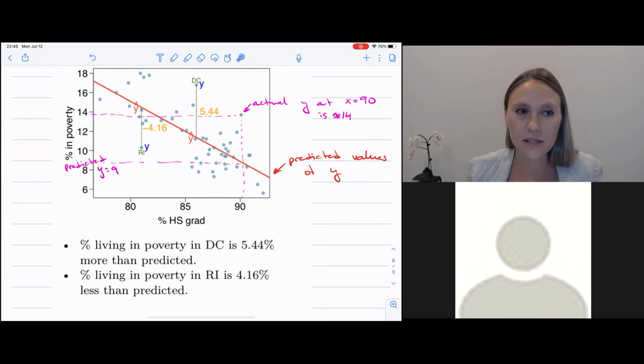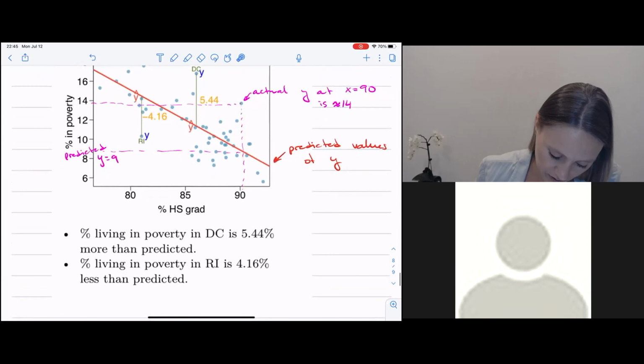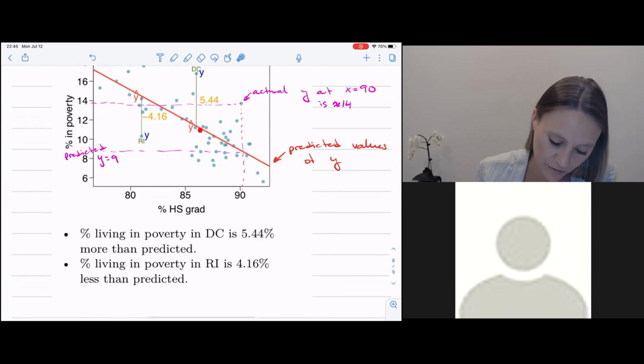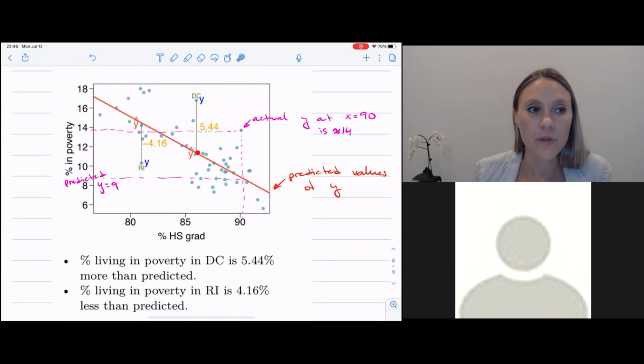And so we can calculate residuals for all of the points individually. Here we have DC. We find that the residual is 5.44. It's a distance of 5.44 between the actual and the predicted. And notice, because the residual is the actual minus the predicted, if the actual is higher than the predicted, then you get a positive residual.